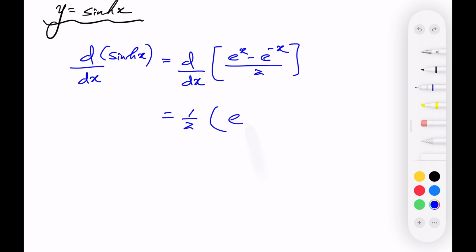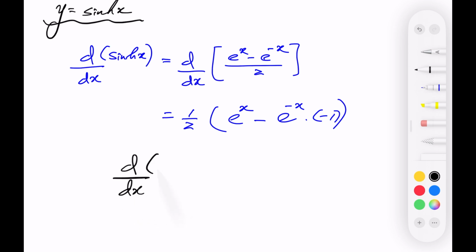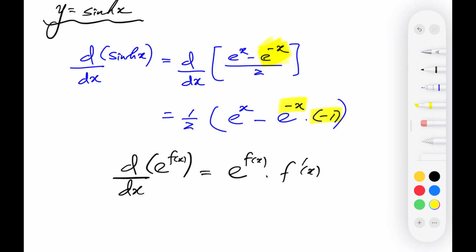When you differentiate e to the x, it will be just e to the x, and then I have minus sign. Then I need to differentiate e to the negative x. How do you differentiate e to the negative x? It will be e to the negative x times negative 1. Why is that? Because if you have to differentiate e raised to a function f of x, we know this is equal to e raised to the function f of x times f prime x, where f prime x is the first derivative of f of x. When you look at e to the negative x, that f of x is negative x. When you differentiate that negative x, it's going to be negative 1.